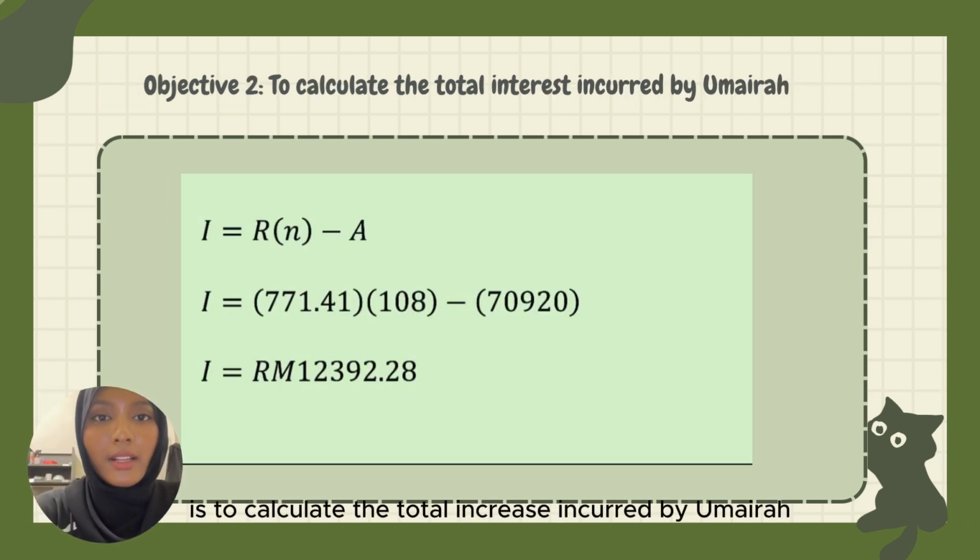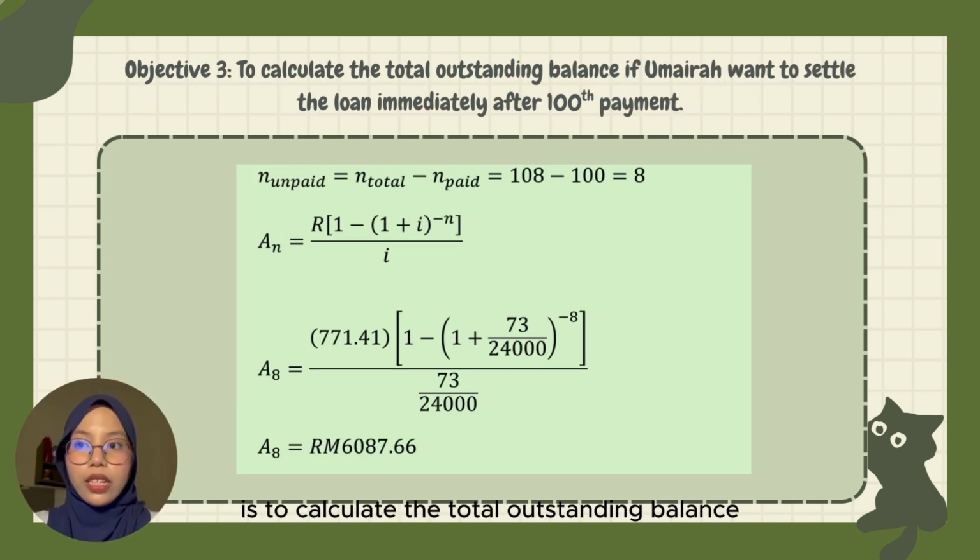Objective 2 is to calculate the total interest incurred by Umairah. We're going to insert the amount of R, N, and A in this formula. The formula that we're going to use to find interest is I equal to R times N minus A. So I equal to 771.41 times 108 minus in bracket 70,920, and the amount of I is 12,392 ringgit 28 cents. Objective 3 is to calculate the total outstanding balance if Umairah wants to settle the loan immediately after 100 payments.